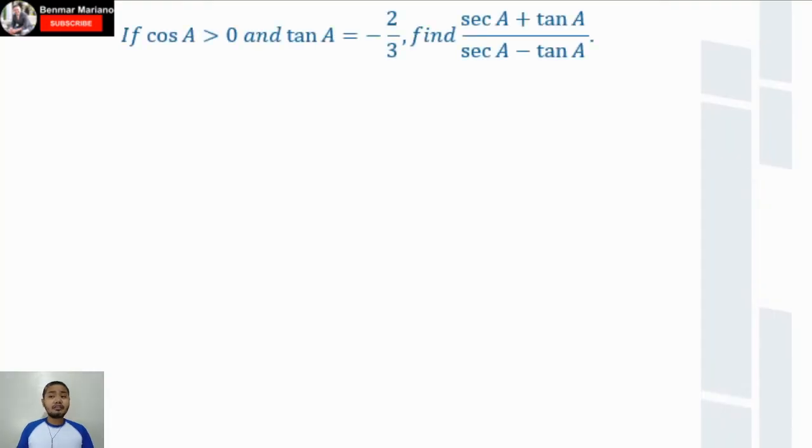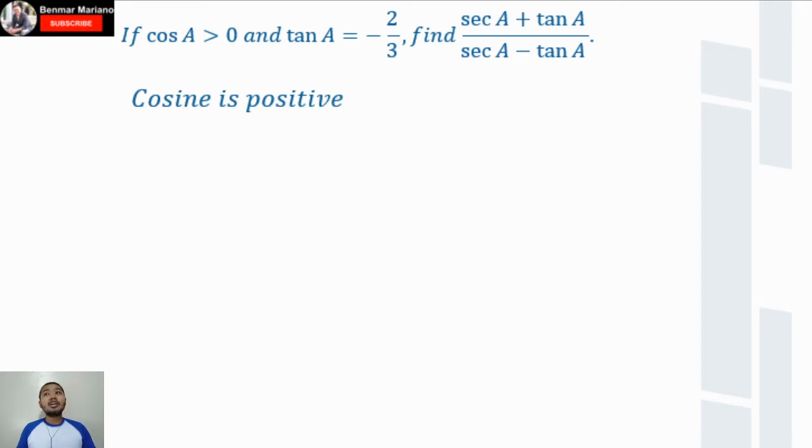So we have here, if cosine A, so A is an angle, cosine A is greater than 0 and tangent A is equivalent to negative 2/3, find the value of secant A plus tangent A all over secant A minus tangent A. So, how are we going to deal with this one? First, focus on the given. Cosine A is greater than 0. That means cosine is positive.